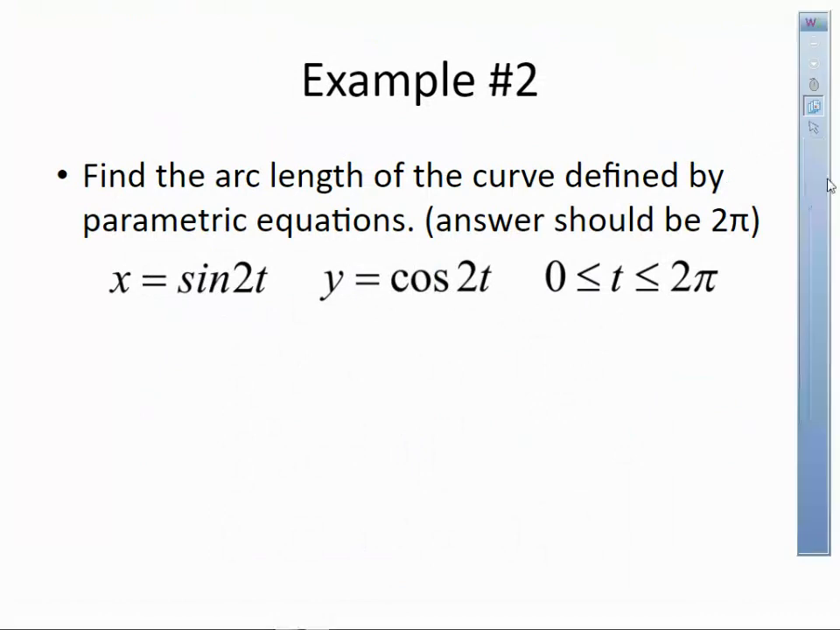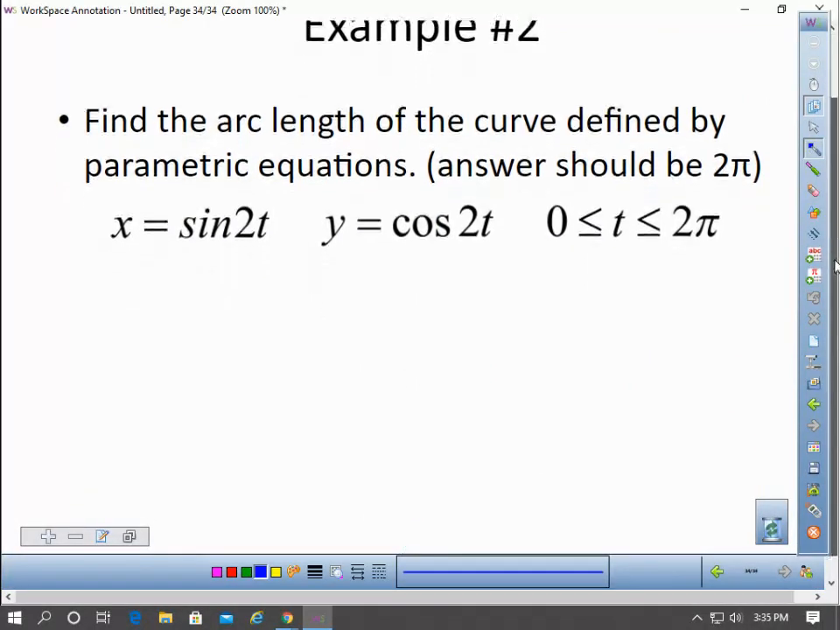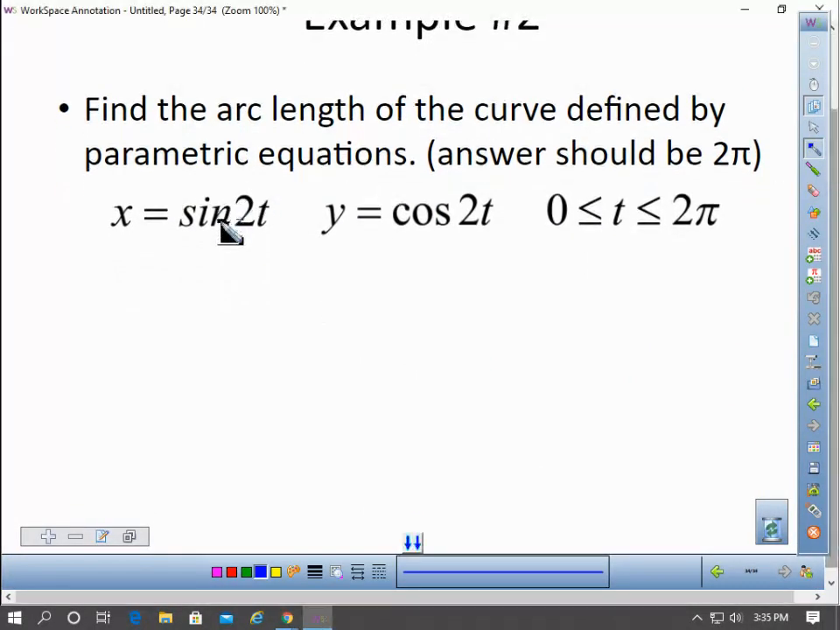Now, this one is the same problem, except notice what's different here. This is sine of 2t and cosine of 2t, which means when you put this interval in here, it's going to go from 0 to 4 pi. So that means you're going to have gone around the circle twice, okay? So again, on this interval from 0 to 2 pi, when you put those numbers in here, you're going to double them. So it ends up meaning you're going from 0 to 4 pi.